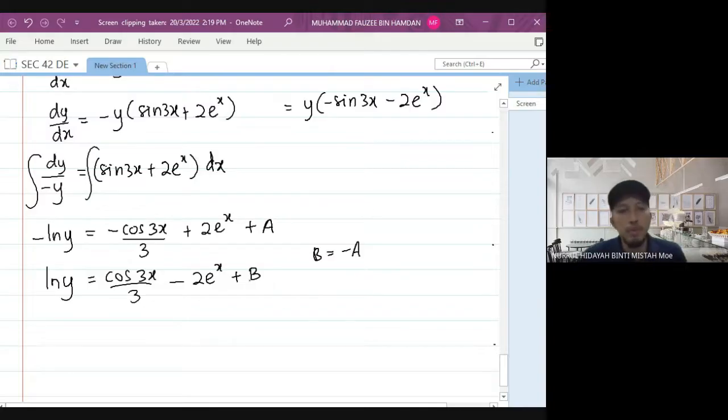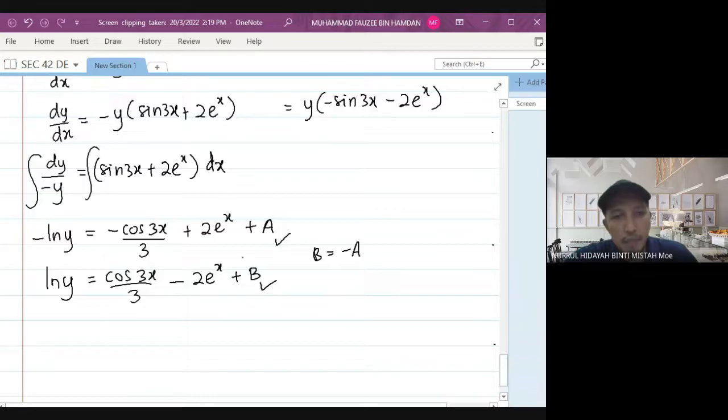Doesn't matter. If you write plus a, it also can. As long as at the end, if there is a constant, if there is a condition, then you will get the final answer. You will get the same answer. So if you don't want to simplify, you can leave your answer like this. Either this one I accept, this one also I accept. Doesn't matter, as long as your integration gives me the correct answer.